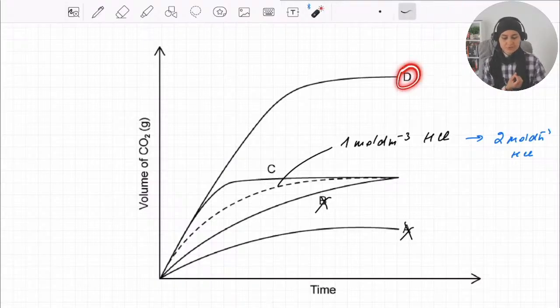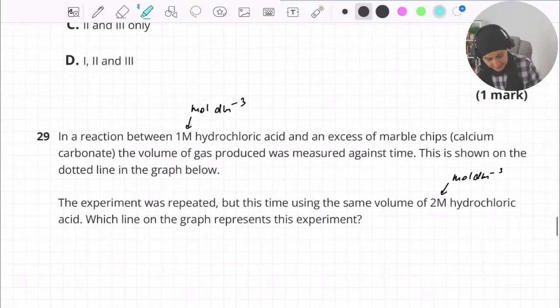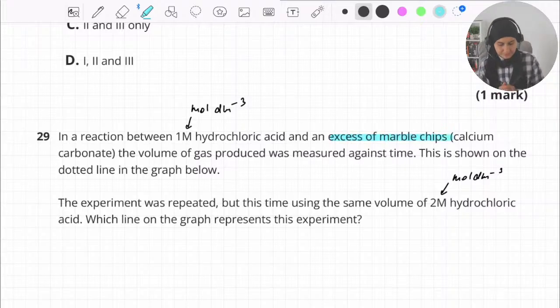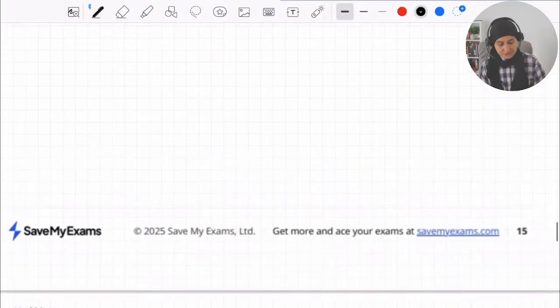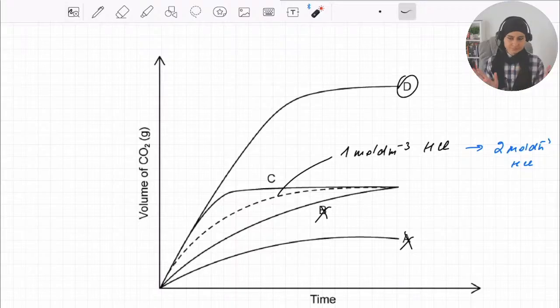We have to check whether the amount of gas would increase or not. For C, the amount of gas stays the same after you've changed the concentration. For D, it increased. To figure that out, we have to understand which is the limiting reactant. What do they say? They say that we had excess of marble chips, which means that HCl is limiting. So if you increase the concentration of HCl, then you increase the moles of HCl, and then you increase the moles of CO2. So you would get twice as much gas. So it is D. If marble chips were the limiting reactant, if HCl was in excess, then it would have been C. You increase the concentration, but the volume of gas doesn't change. I hope that's fine.